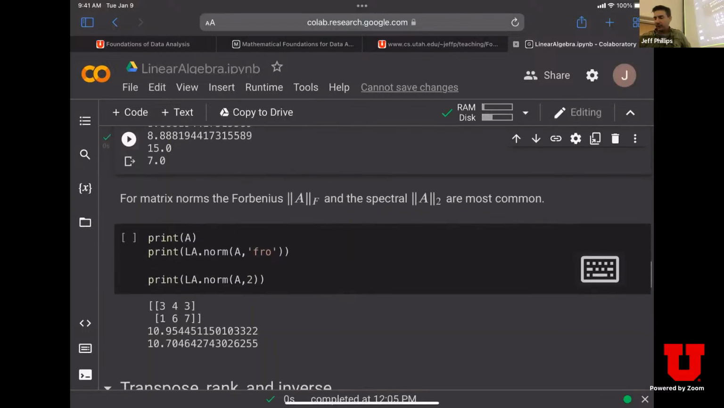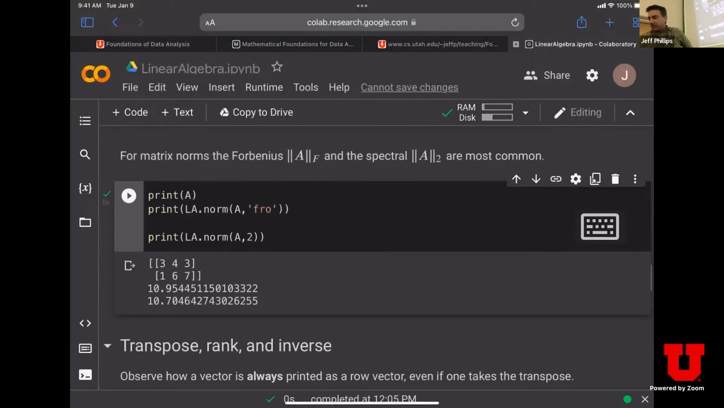And here's my matrix A. It must have been slightly different than what was in the book, but here's A, 3, 4, 3. So this is slightly different than the example I wrote before. This is where I got the 1095 from. So the Frobenius norm is slightly larger than the spectral norm, right? I need to write this weird single quote FRO single quote to get the Frobenius norm.